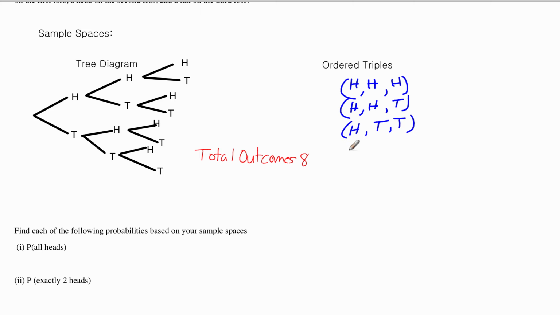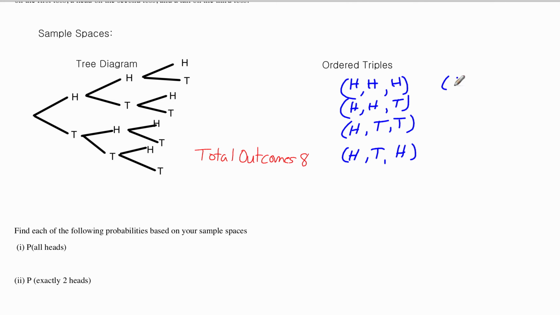All right, what else could I do? I could go heads, tails, and then heads. I could go heads, tails, tails. No, I got that one there. Darn, this is why I don't like sample spaces. They take too long, and you have to keep very organized.